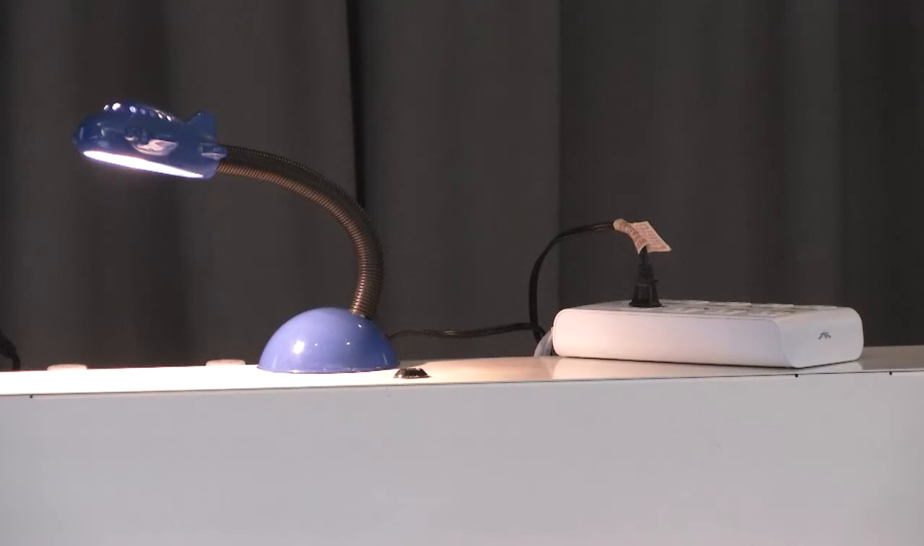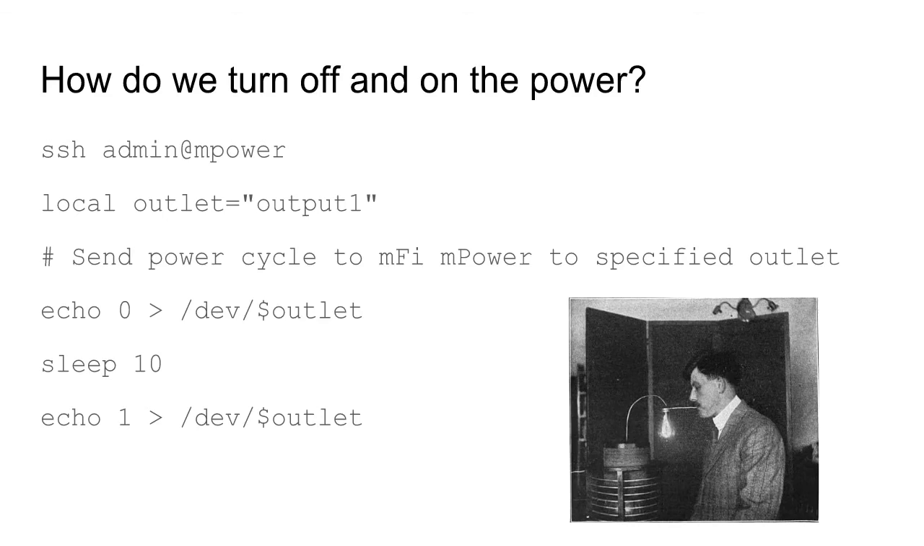This is how it's done. Hopefully you can see that on the slides. All you do is send a 0 to shut it off to /dev/output8, let's say, which this is plugged into. And to turn it back on, you send the 1 in there. And that's all that script is doing right now.